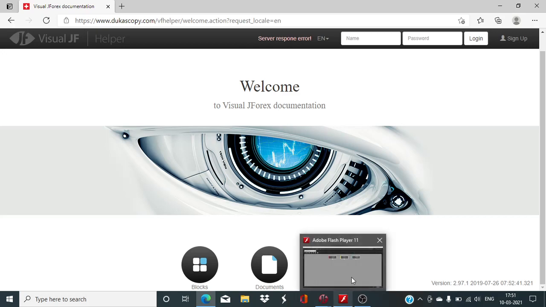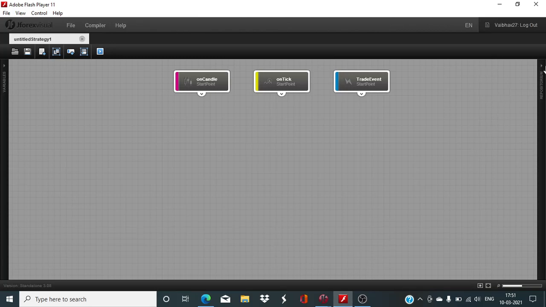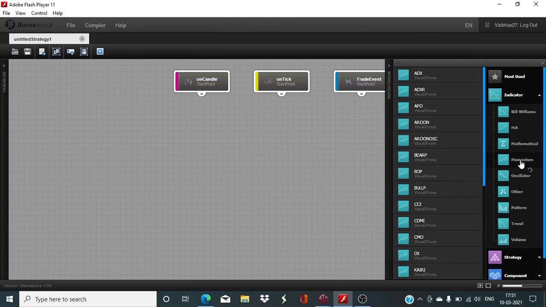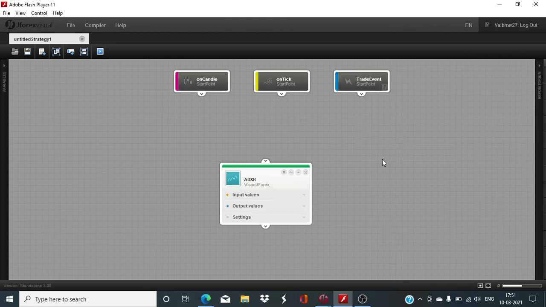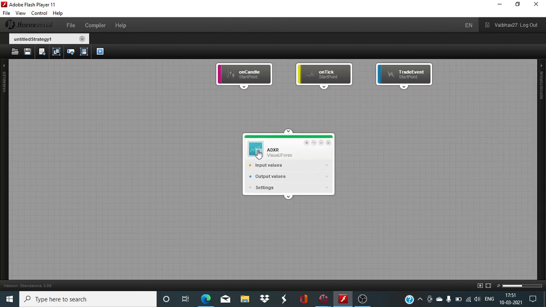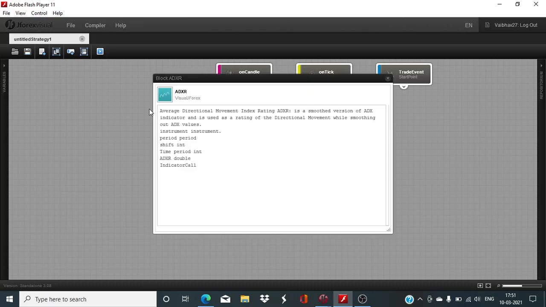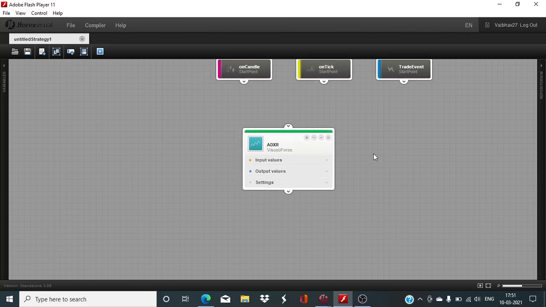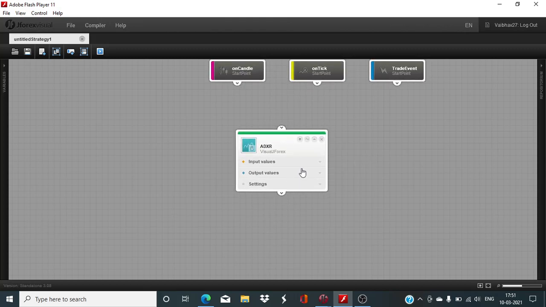So let us now head to the Visual J Forex board. You will find this indicator listed amongst the momentum indicators just below the ADX. So here it is, ADXR. You will also have the brief intro provided to you in case you feel any confusion. And of course, you can always refer to Google if you want to look into the functioning.